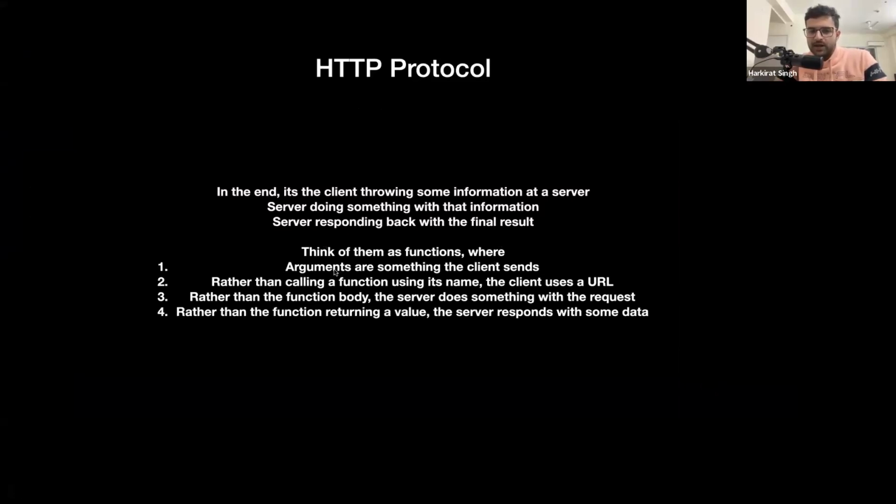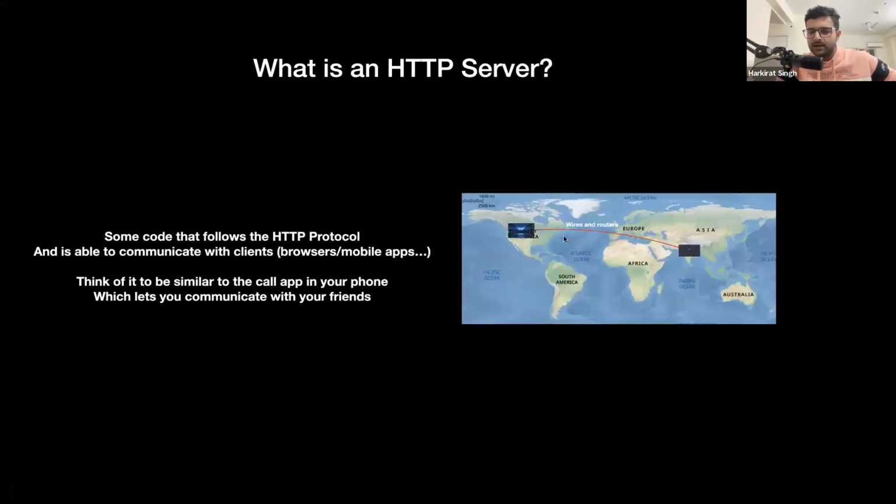Think of them as functions where arguments are something the client sends, which is what I sent when I go to Google search or when I go to ChatGPT. Rather than calling a function by its name, the client uses a URL. We will see this very soon. Don't worry about it. Rather than the function body, the server does something with the request, runs a machine learning model. Rather than the function returning a value, the server responds back with some data, sends that data over the wire back to you in India. Cool.